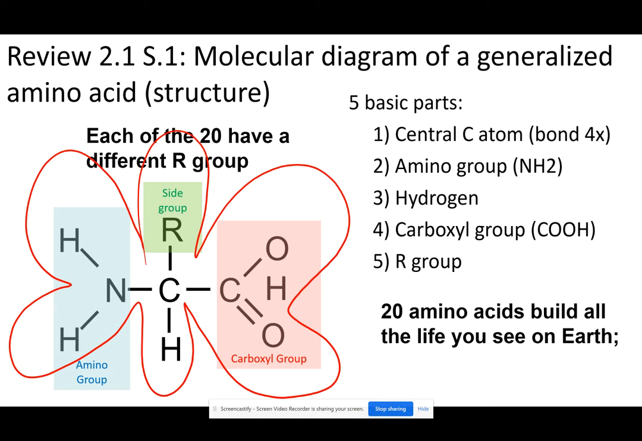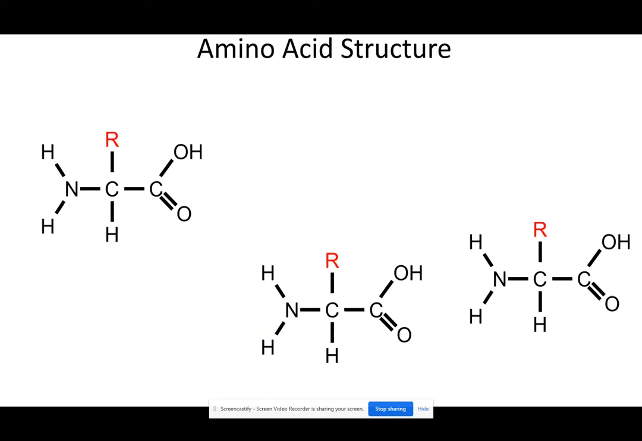Oh yeah, each of the 20 different amino acids has a different R group. So that's what I meant before when I said the R group is what makes an amino acid different from other amino acids. So there's 20 different R groups, there's 20 different amino acids. So here we have 3 amino acids. This particular amino acid is glycine. That R group is nothing but a hydrogen.